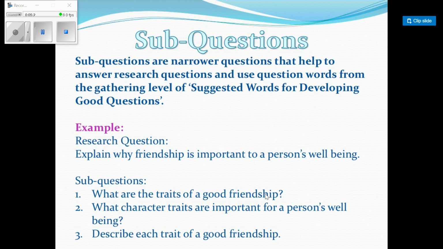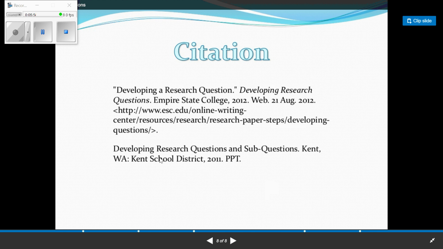So, for example, if my research question is, explain why friendship is important to a person's well-being, I can ask sub-questions that are related to my research question. I can say, what are the traits of good friendship? What character traits are important for a person's well-being? And I could describe each trait of a good friendship. These three sub-questions lead me to the answer of my big question. They give me a focus for my research. This is where you can find more information on that.